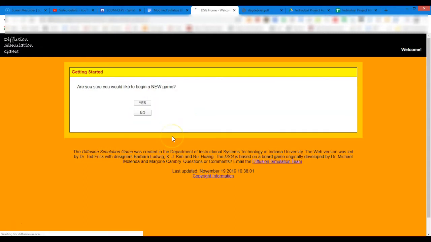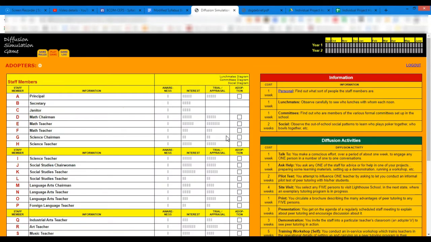Enter. While you are playing this game, I want you to recall all the concepts we have covered in elements of diffusion, in social contagion, and how ideas get adapted, and social networks, and clusters, and opinion leaders, and critical mass, and the steps of adaptation. Are you sure you want a new game? Yes. So this is a new game.